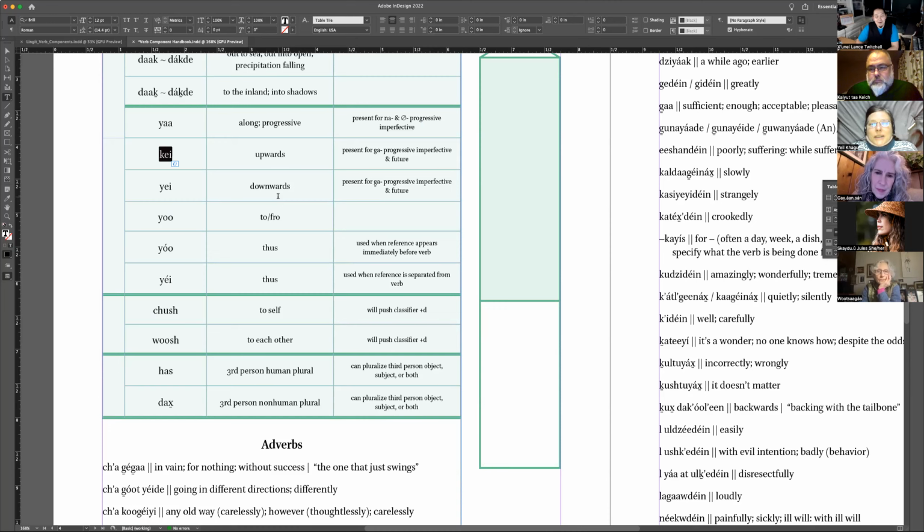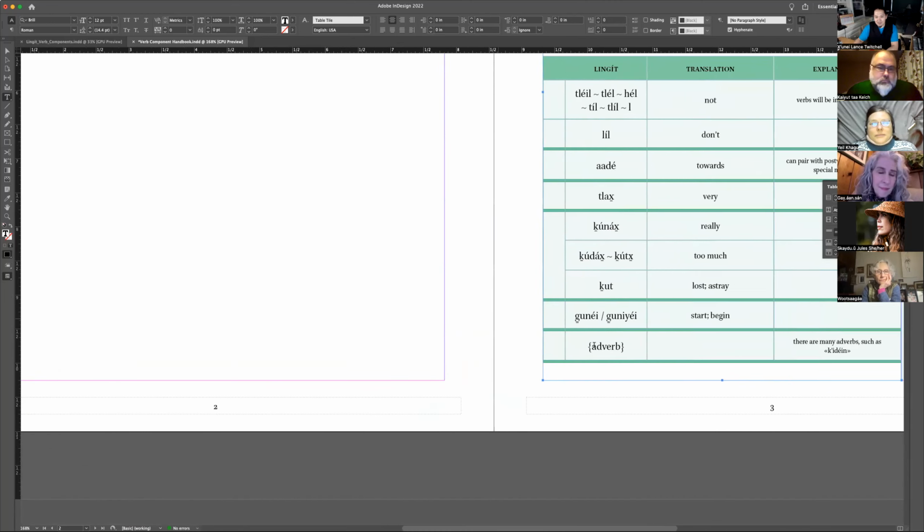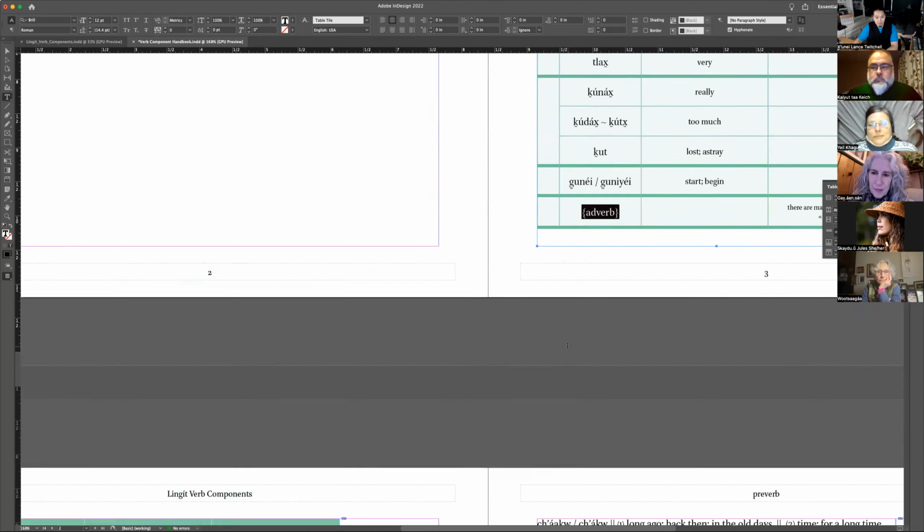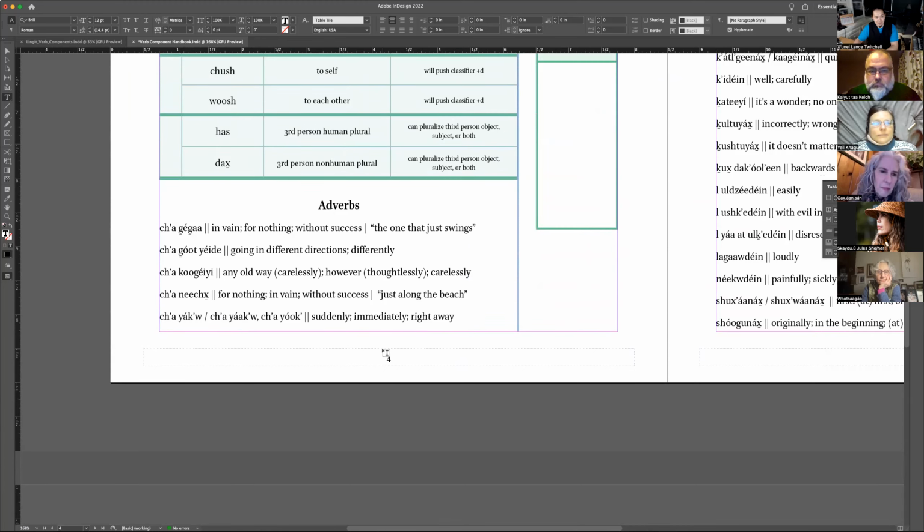So there is a spot up here, and this is where the adverb goes. Sometimes there'll be a thing with little squiggly brackets that says you could pick something from the list down below if you want to. And then there's a big list of adverbs here, which we can go over at a future point.